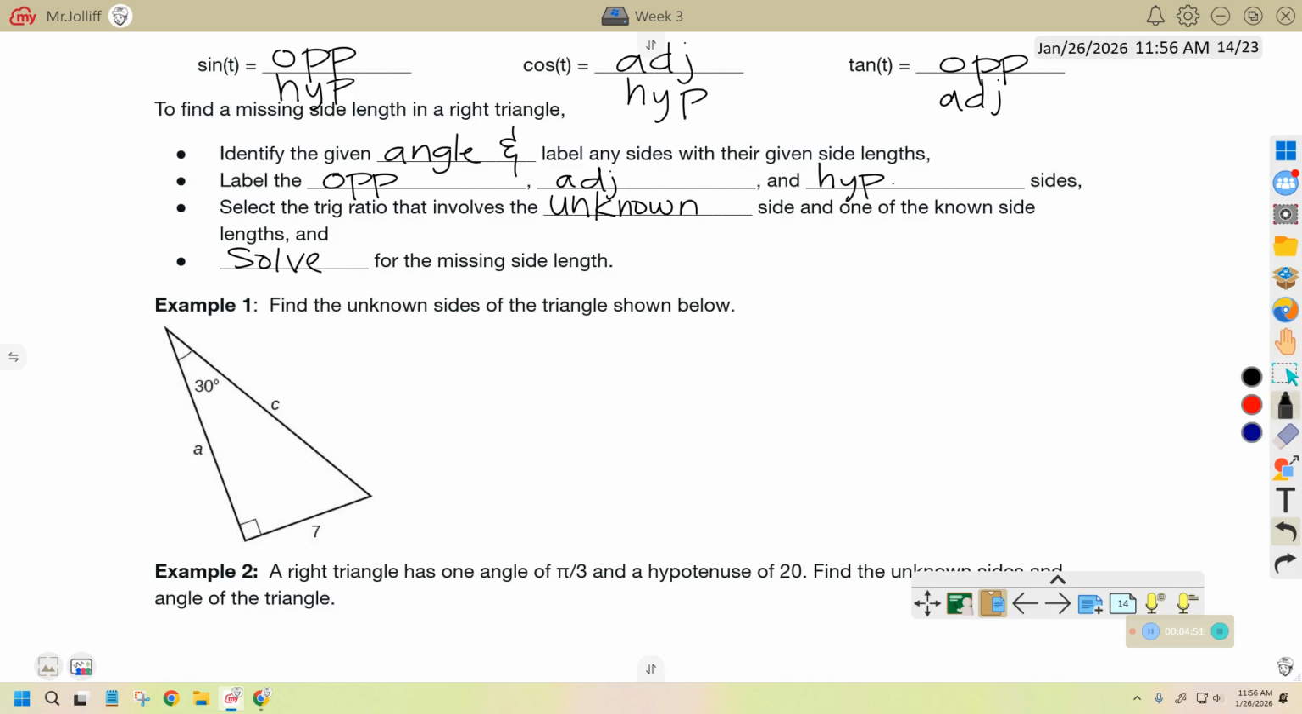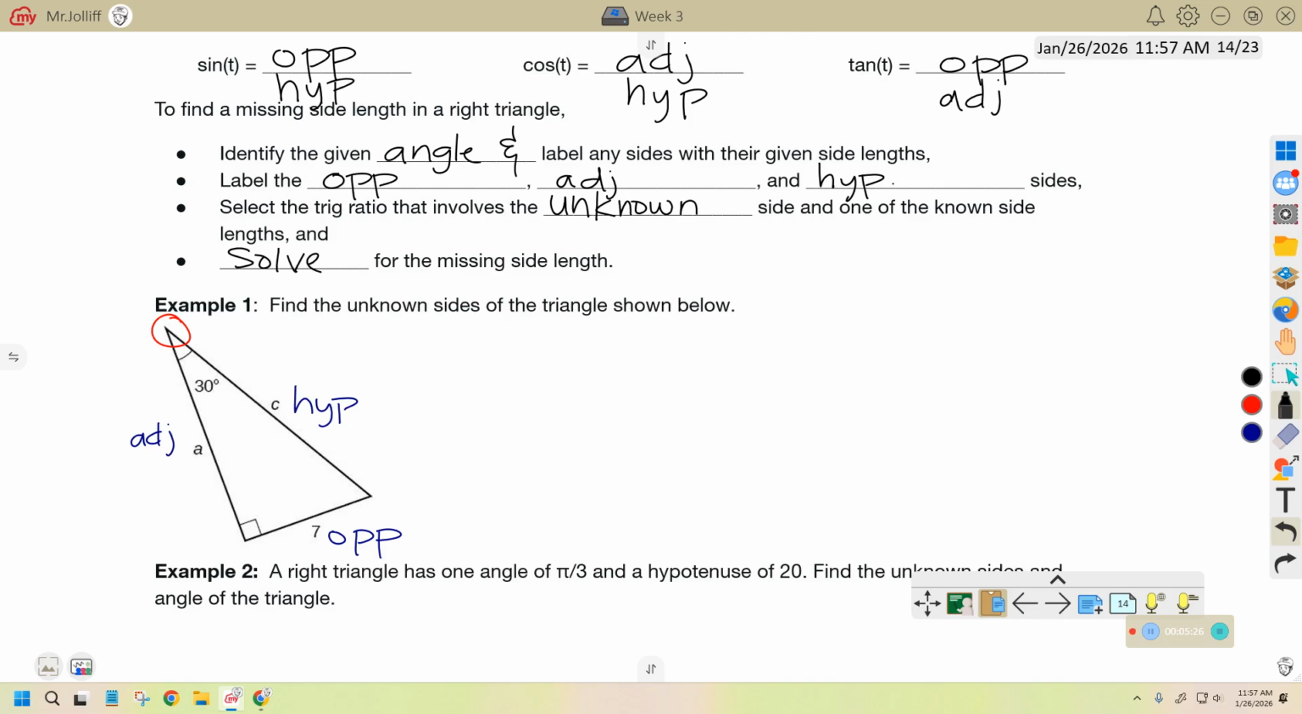So step 1 is already done for me: identify the angle, label the sides. Step 2, label opposite, adjacent, and hypotenuse relative to that angle. So side 7 is my opposite side. Which side is my adjacent side? A, very good. Which means this last guy, my longest, must be my hypotenuse. Perfect.